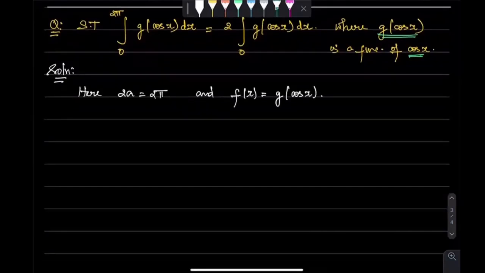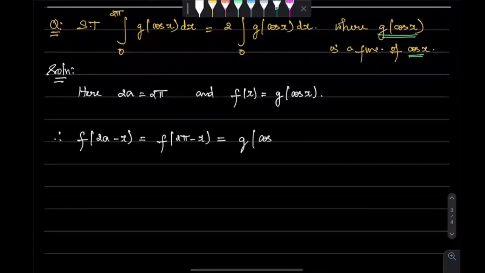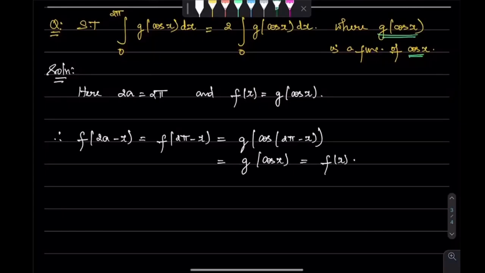So if I try to apply the property, what is f of 2a minus x? I get f of 2 pi minus x, which is g of cos of 2 pi minus x, in place of x I put 2 pi minus x. So what do I get here? I'll get g of cos x itself, which is equal to f of x, isn't it? So thus we have f of 2a minus x is equal to f of x.